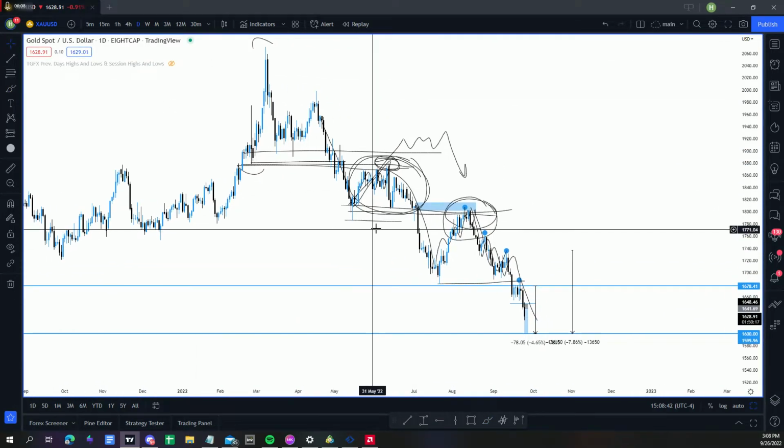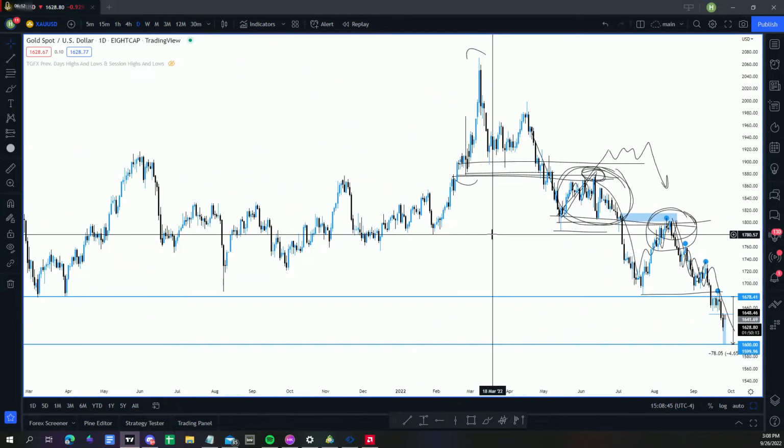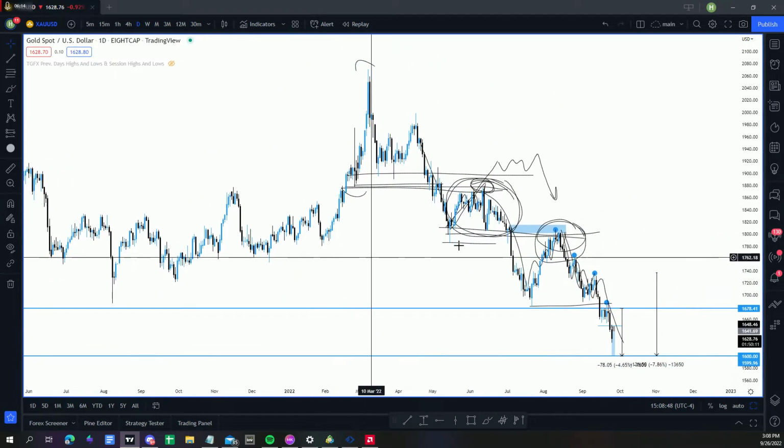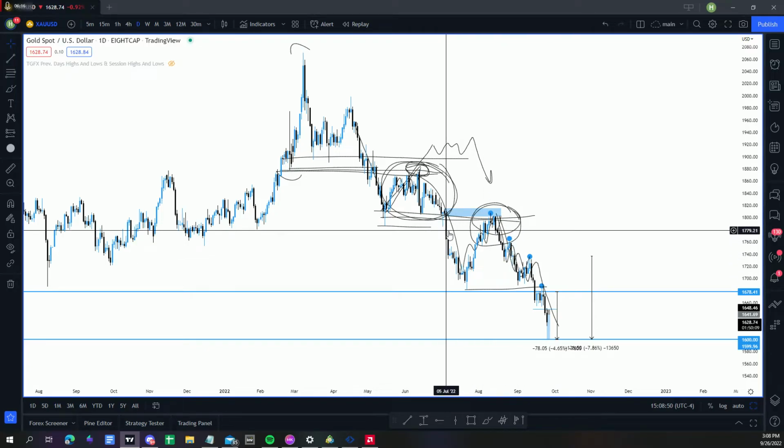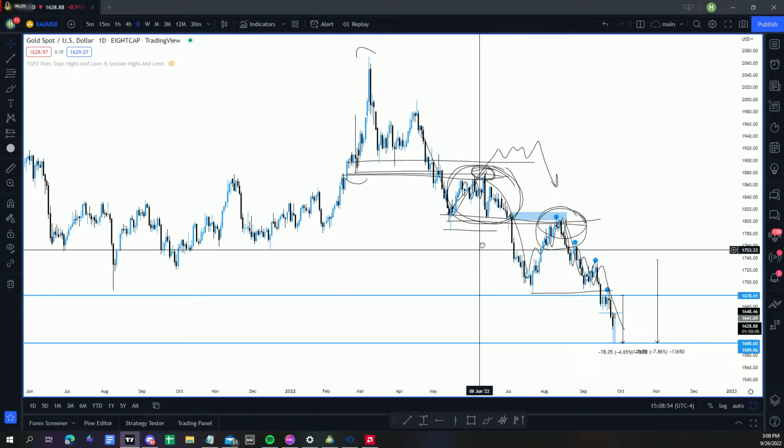So you need to understand that price is going to print in a myriad of ways, and once you understand the concept and you begin to backtest it consistently, that's where you'll really start to get that understanding.